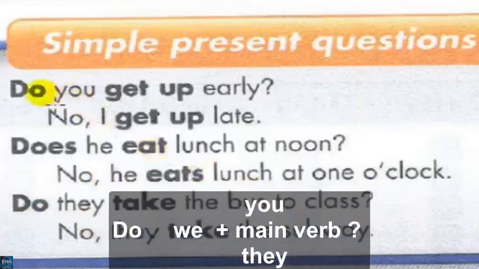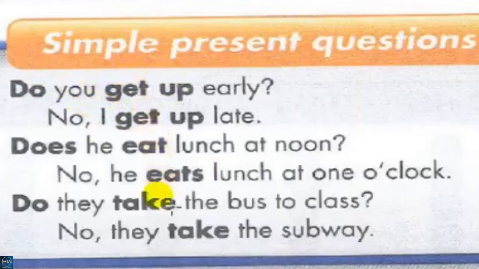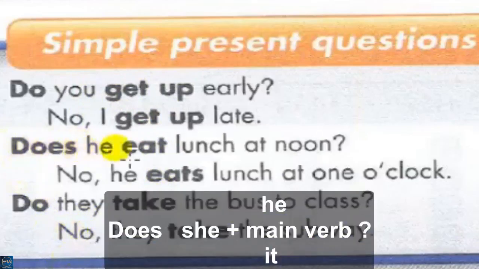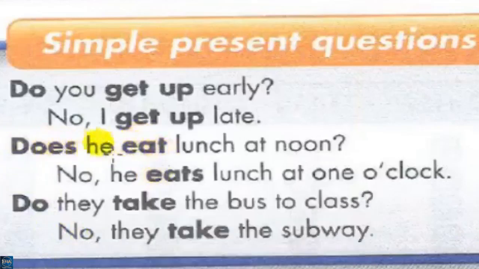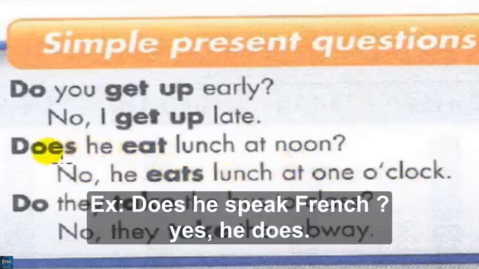To make a question, do they, main verb: get up, take, eat. Answer, no or yes. Does he, does she, does it, main verb. Does he eat lunch? No. Does he eat lunch at noon? No, he eats lunch at 1 o'clock. Does he speak French? Yes, he does.